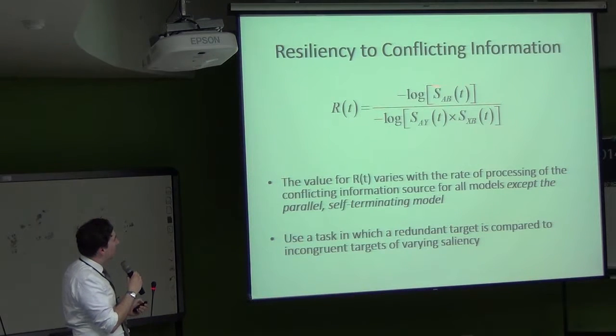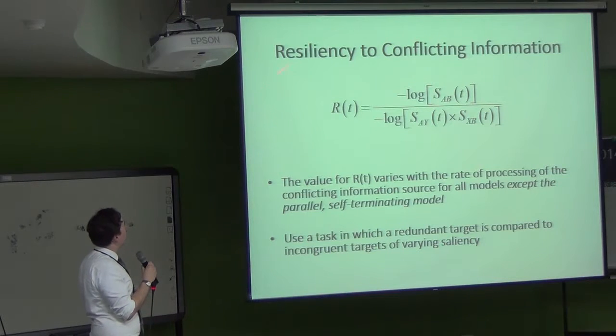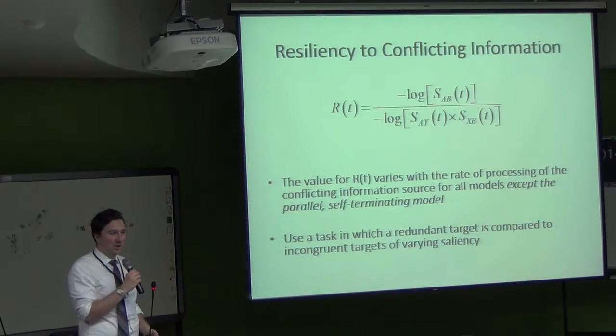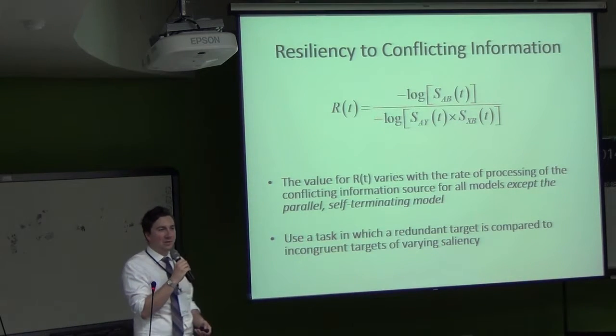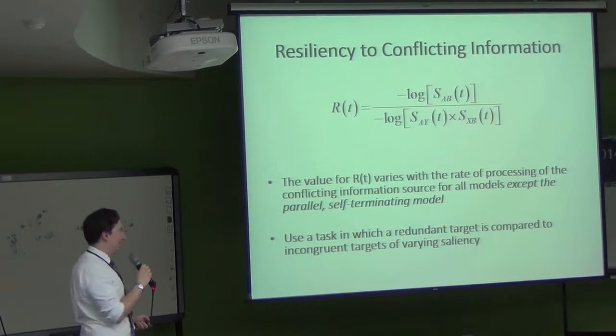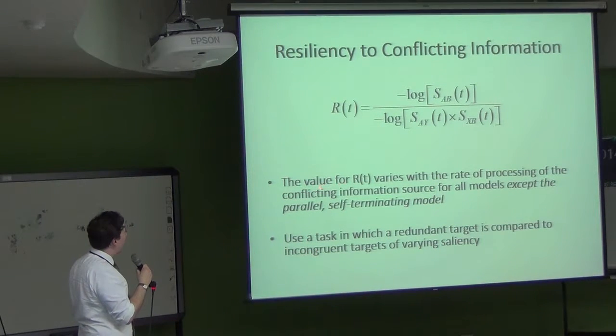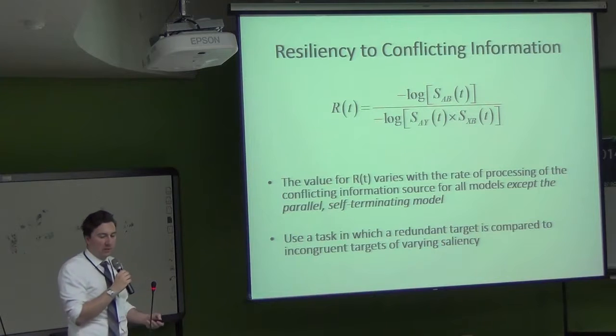So we can in fact just modify the capacity coefficient function slightly by allowing now the single targets to have some conflicting information. I've indicated there by these subscripts, y and x, that I've put on these single targets. And I've given it a different letter just so we can tell them apart. I'm calling it resiliency, because I tried to call it capacity with distractors, but the viewer didn't like that. So the value of this particular function varies with the rate of processing of the conflicting information for all of the models except for the parallel self-terminating model.